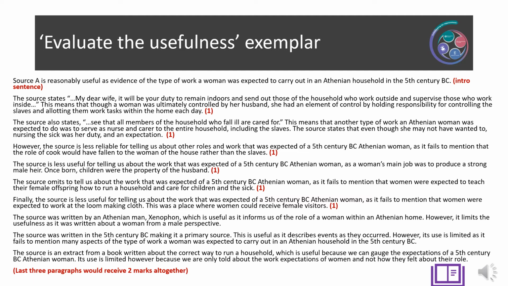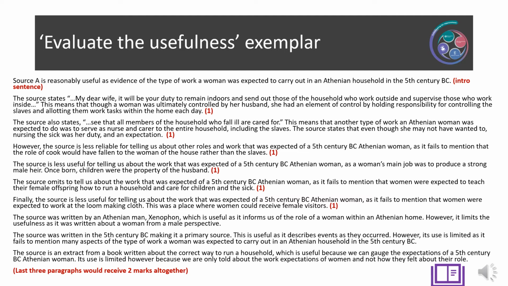And finally, the source is less useful for telling us about the work expected of a 5th century BC Athenian woman, as it fails to mention that women were expected to work at the loom making cloth. This was a place where women could receive female visitors.